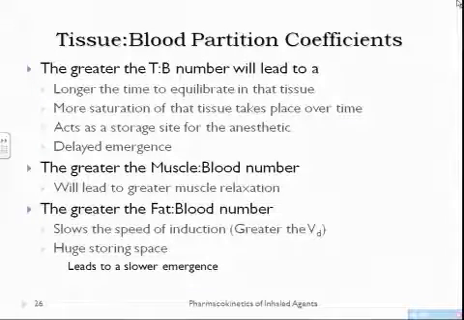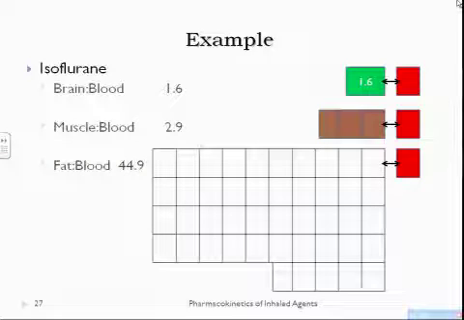And if you're using agents that are very fat soluble, one of the big problems that you have is that it'll store in the fat, and if you have somebody that is morbidly obese, the person will emerge really, really slow, and you have to anticipate that ahead of time to shut off the agents a little bit sooner. This is what a blood gas partition coefficient will look like.